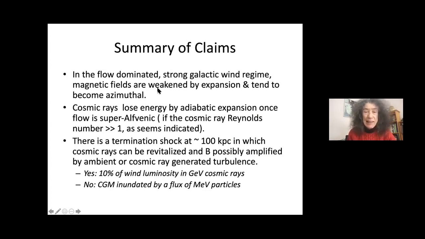Okay, so here's a summary of my claims. In the flow-dominated strong galactic wind regime, the magnetic field is weakened and tends to become azimuthal. The cosmic rays lose energy by adiabatic expansion, but they can be revitalized at the termination shock, which is of order 100 kiloparsecs from the center of the galaxy. And if this doesn't happen, then the CGM is inundated by a flux of exhausted old cosmic ray particles of MeV energies.